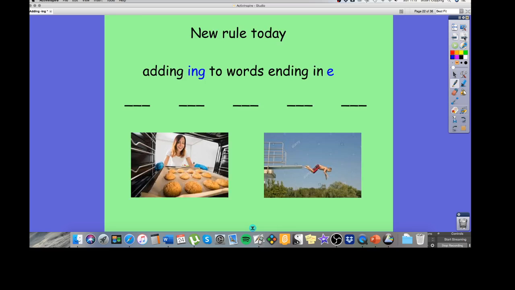So, today's rule, we're going to focus on adding ing to words that end in an e, which means we're going to be looking at words which have split digraphs in. So I want you to spend time now. I've got 5 gaps here for 5 split digraphs. Do you reckon you could write all 5 split digraphs in your book? Now go.